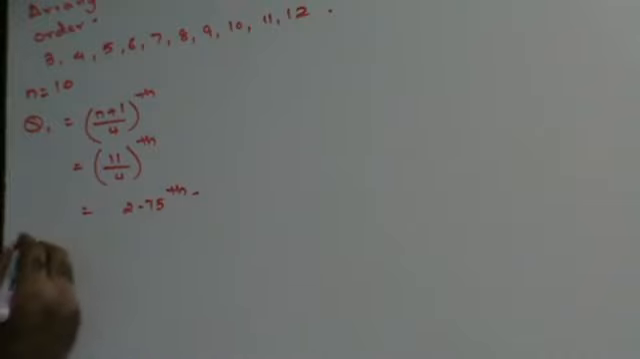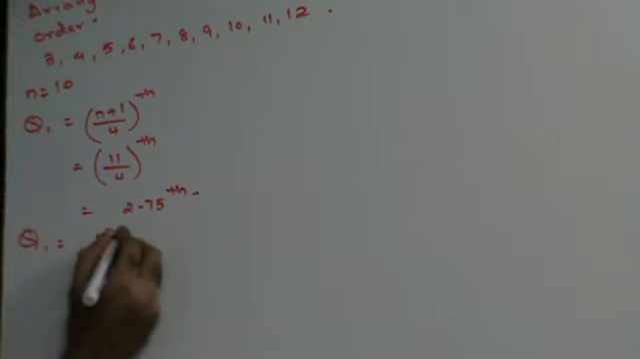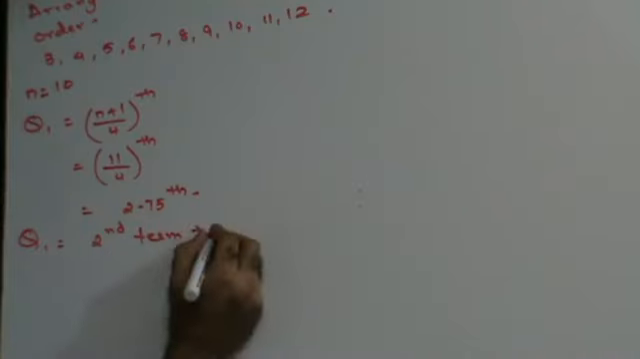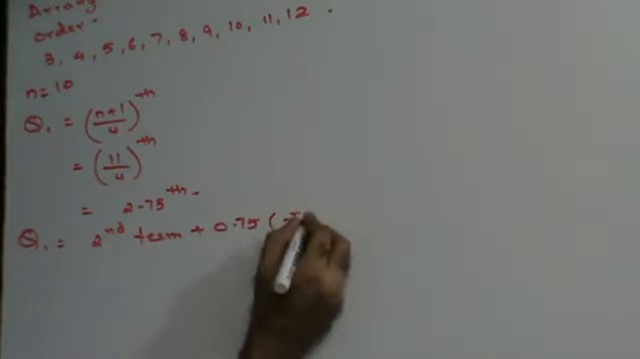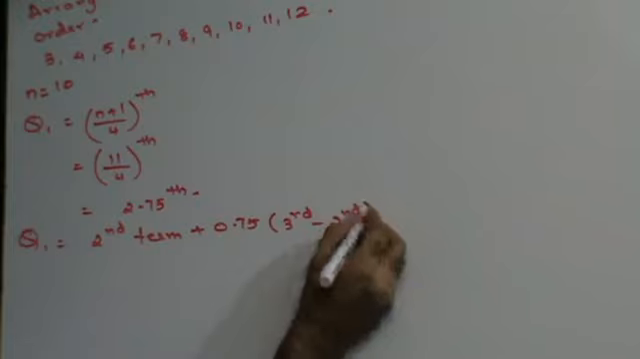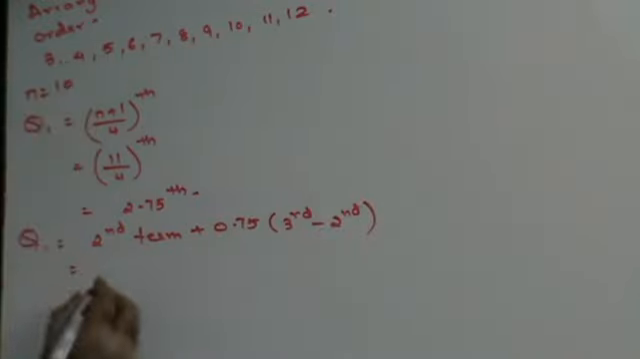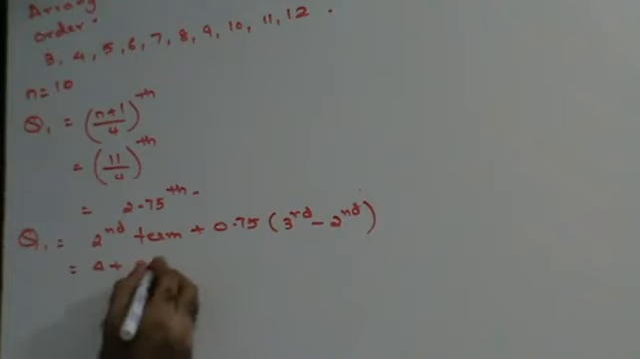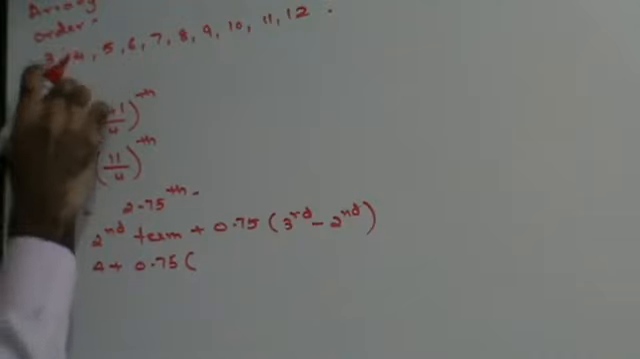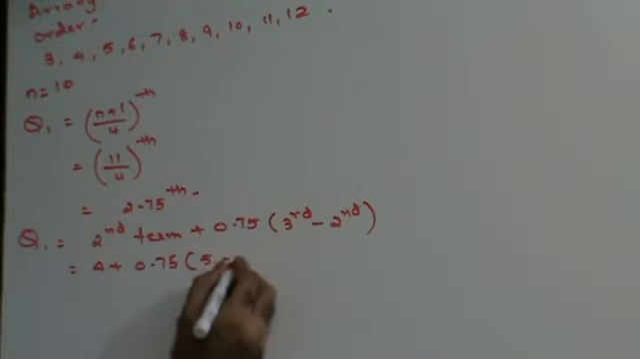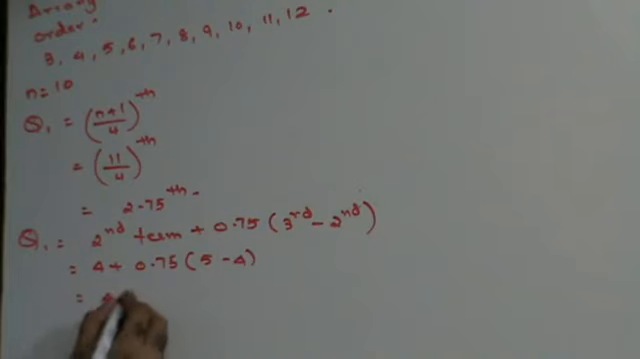Now, how do I do this? This means Q1 is equal to the second term, that is the number before the decimal, plus 0.75 times the difference between the third and the second term. The second term is 4, plus 0.75 times the difference between the third term and the second term, 5 minus 4, that is 1. So the answer is 4.75. That's how you find this.